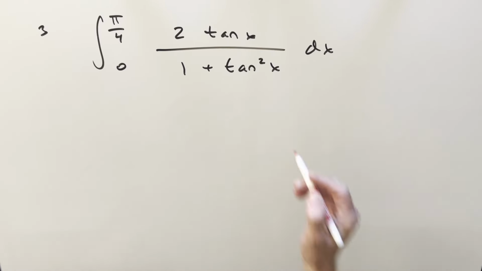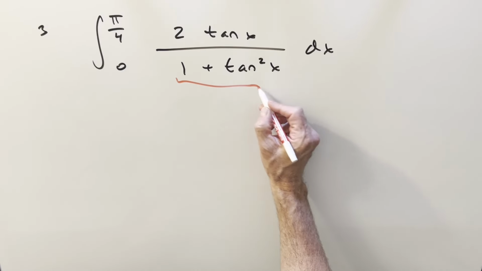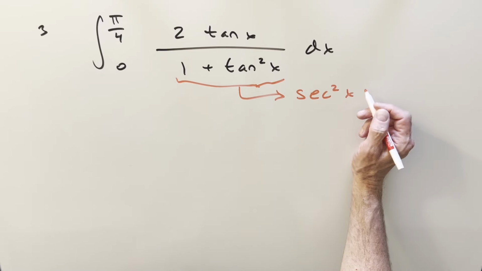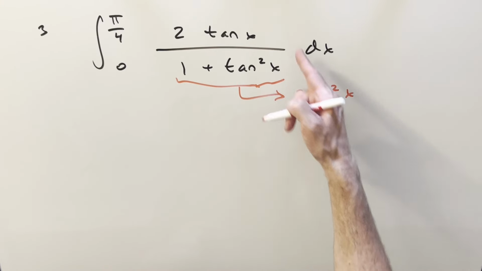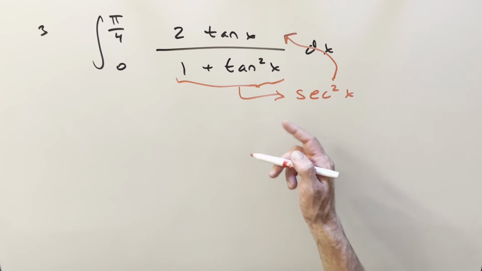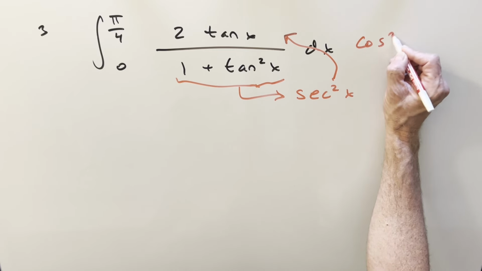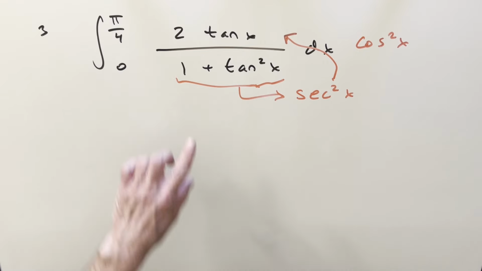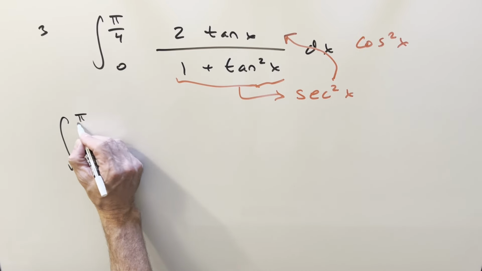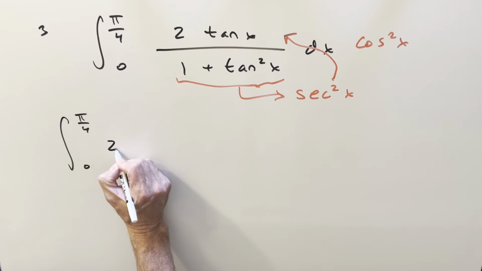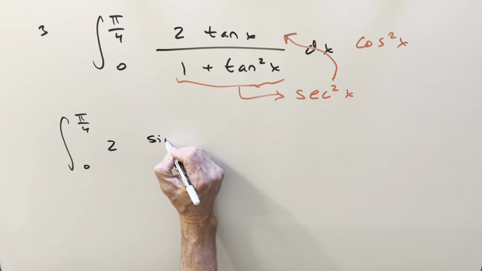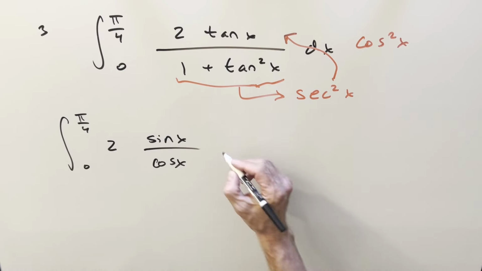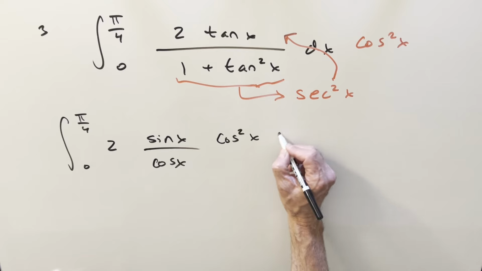Okay, for number 3, this one is also an easy one because this thing is a really common identity. 1 plus tan squared x is going to be the same thing as secant squared x. But what I can do is take this, we can bring it into the numerator, and when we do that, it becomes cosine squared x. What that's going to allow me to do is write everything in terms of sines and cosines. So how it's going to look, we'll have pi over 4, 0. Then 2 tan x in terms of sines and cosines is going to be sine x over cosine x. All this stuff became cosine squared x dx.